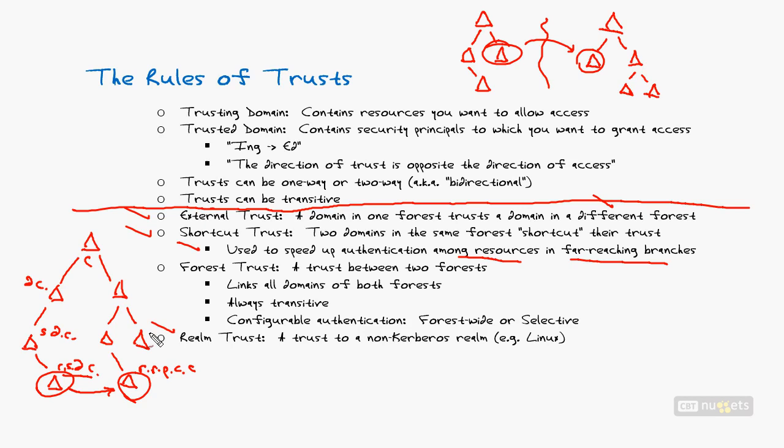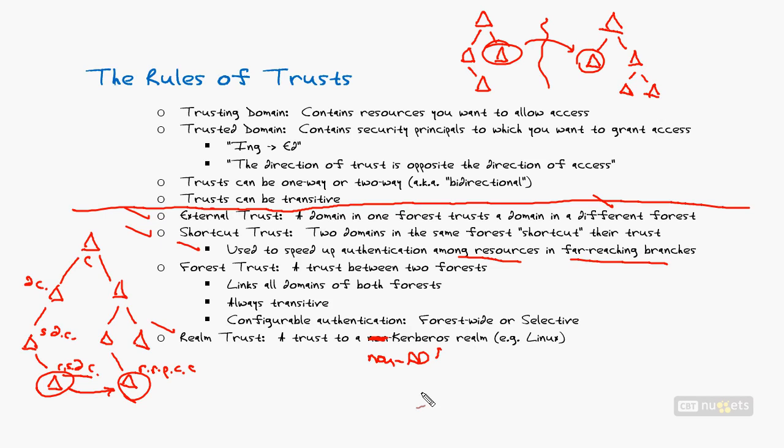You see it sometimes. And the only thing about a realm trust is that a realm trust is a trust to a non-Active Directory, I think it says non-Kerberos here. It should actually say a non-Active Directory Kerberos realm. That's actually correct right there. So a Linux-based Kerberos authentication database. Happens sometimes, also relatively rare.